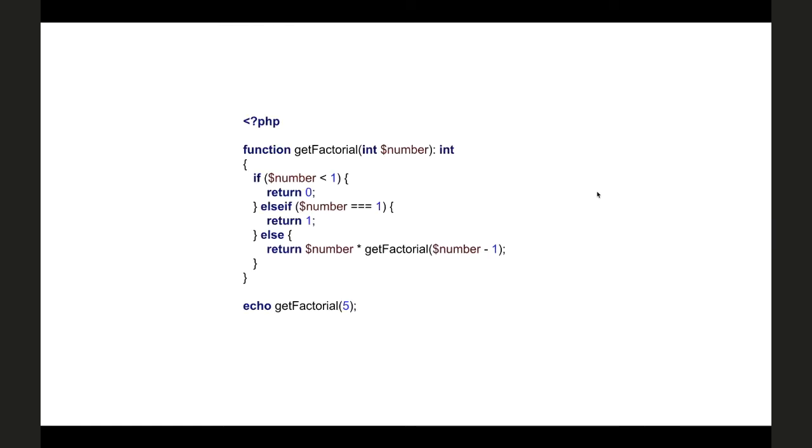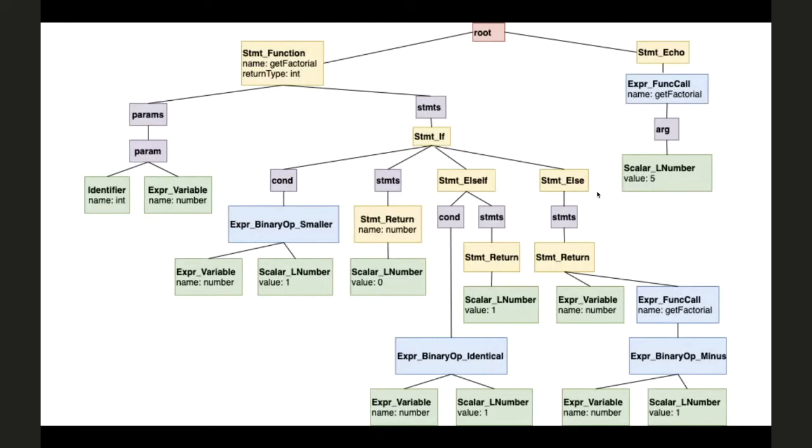But before this, let's come back to our example. What we can see here is that on the top level we have two things to do. The first one is to declare a function, and the second one is to call this function with the echo. Inside the function we have an if statement with its own condition and statement which will be executed. This if also has an else if with its condition and statement, and an else with its statement. And if we build the abstract syntax tree for this, we will see a picture like this.